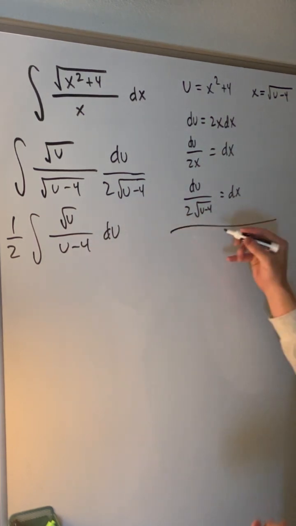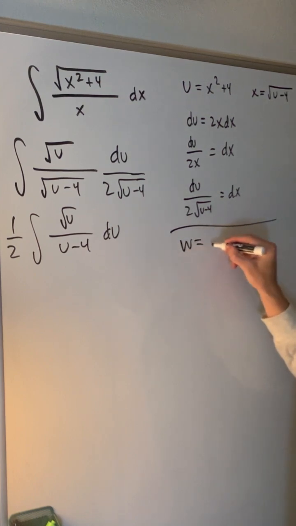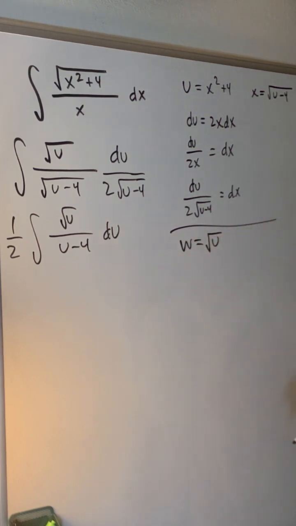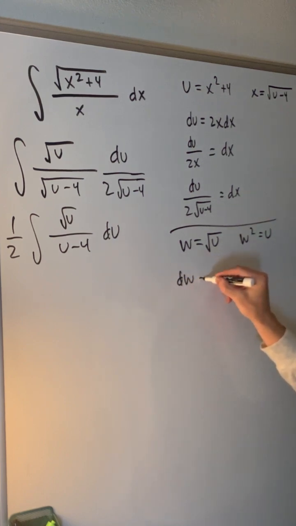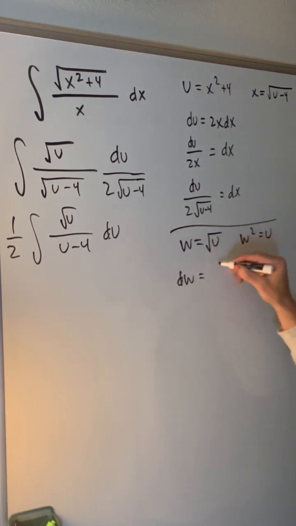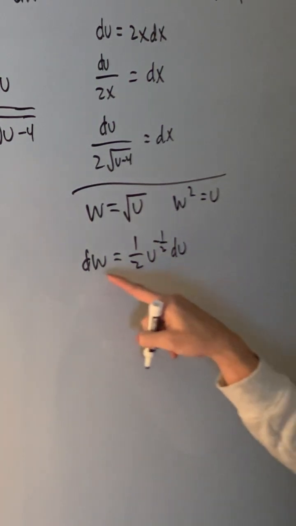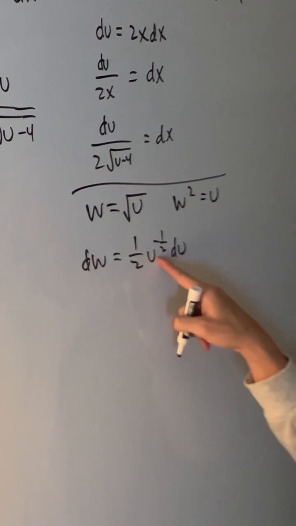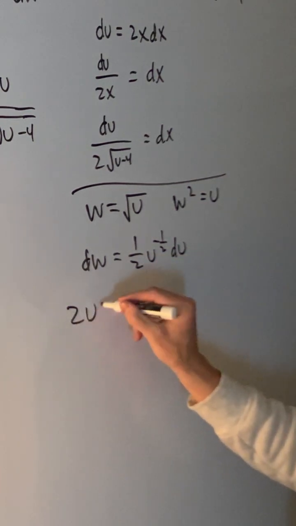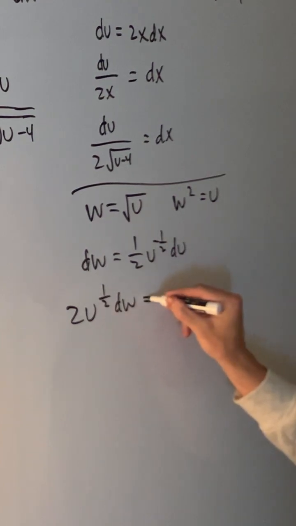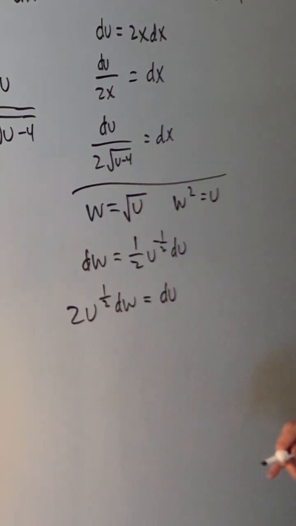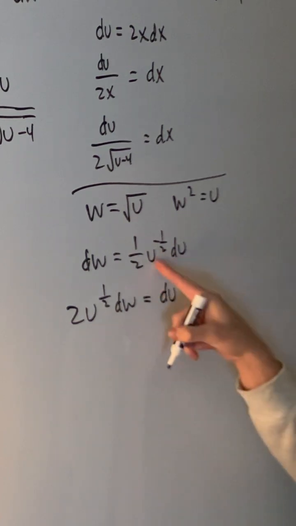And then from here, why don't we let w represent the square root of u? That would tell us that w squared is u. And then dw, the derivative of that, would be 1 over 2 u to the negative 1/2 du. And then if we get this du alone by multiplying both sides by 2 and by u to the 1/2, that should give us 2 u to the 1/2 dw equals du. You want to confirm that you know how to go from here to here.